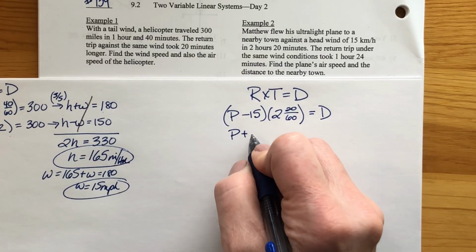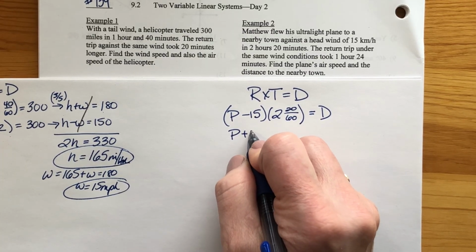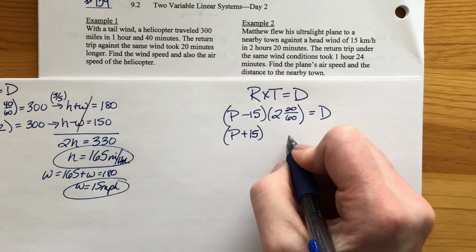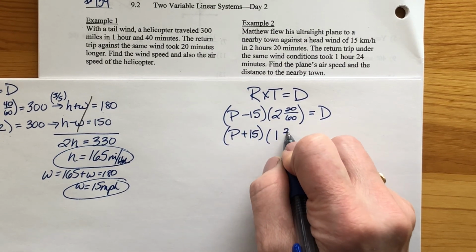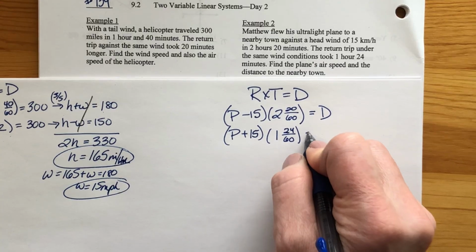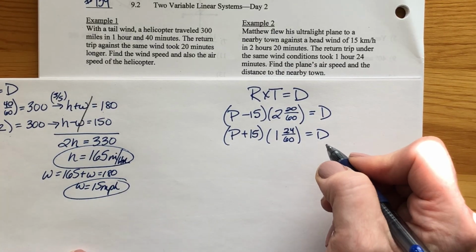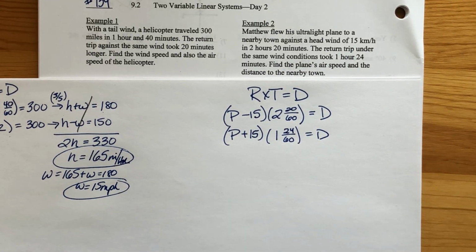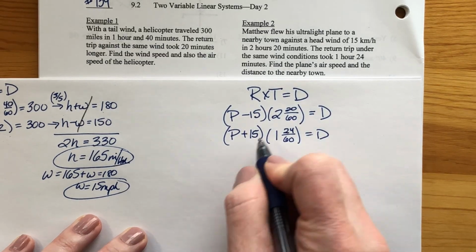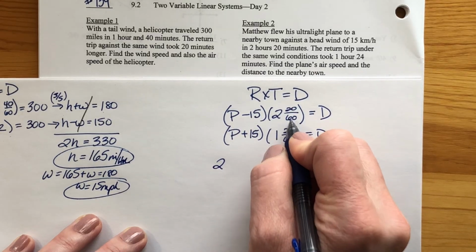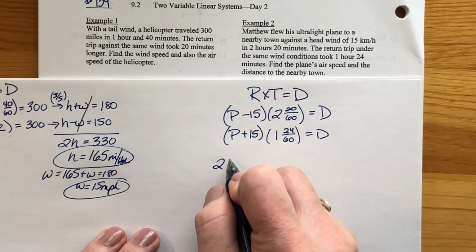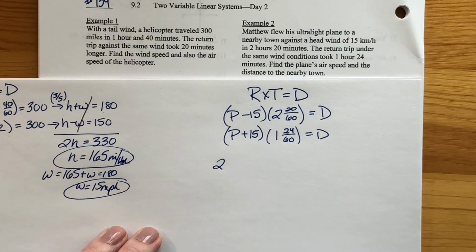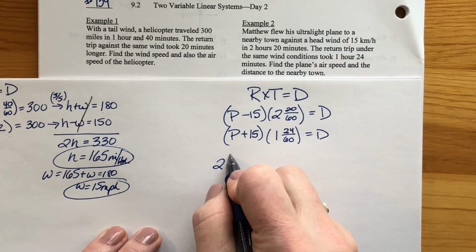Then on the way back, he's going to go that same speed. He's got a tailwind, so it's going to help him along in his little ultralight plane, and it's going to take him 1 hour and 24 minutes. So 24 out of 60 equals my distance. Notice that they're both equal to the same distance, right? Wouldn't it be nice if I could set them both equal to each other? So let's go ahead and try that. This would be 2 and, I'm sorry, 2 1/3, because 20 over 60 is 1/3.